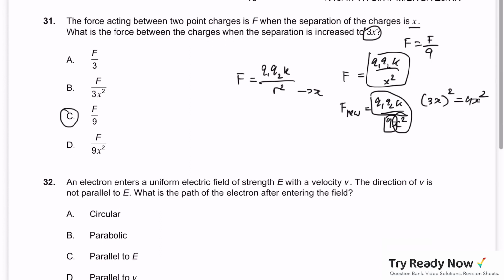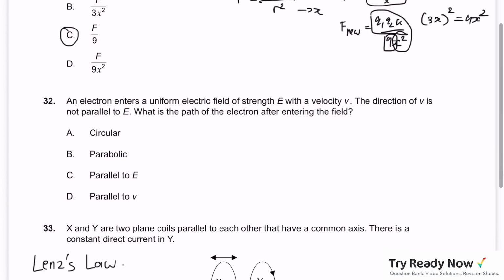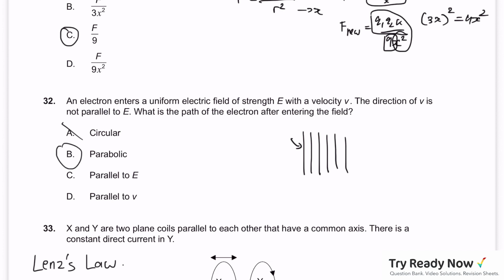Now going on to question 32. Imagine that you have a uniform electric field and an electron enters it with a velocity v. As it gets deeper into the electric field, the field strength will increase. Hence, the path will actually not be circular, but actually parabolic. So the answer for question 32 is B.